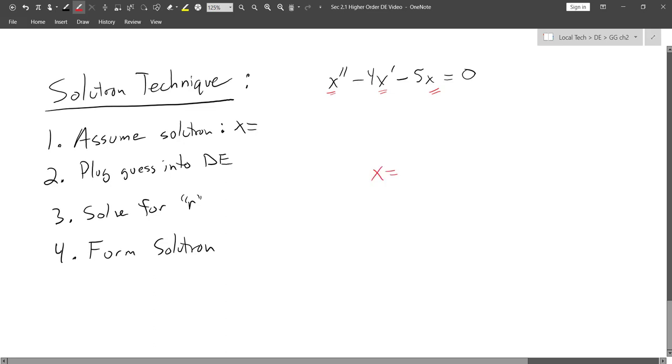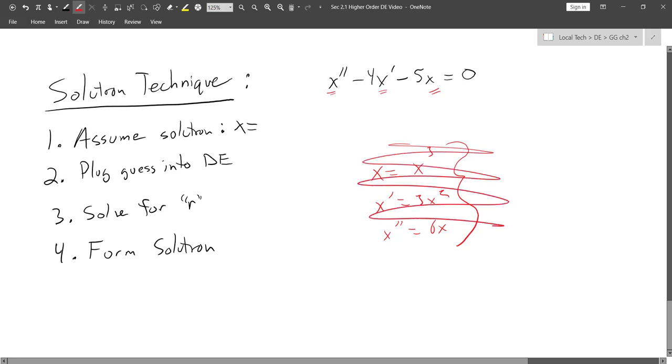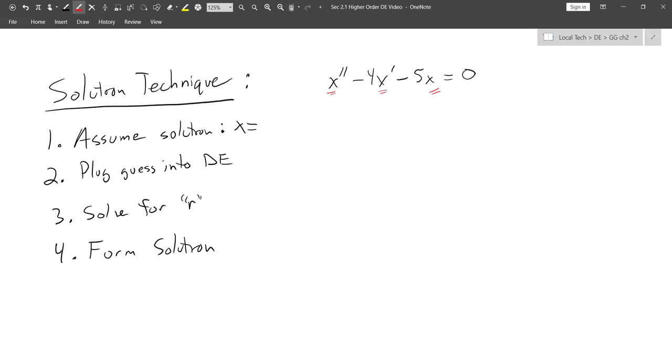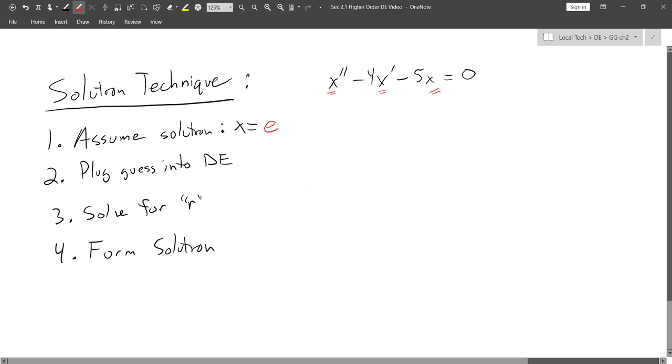But if I guessed my solution was x cubed, well, then the derivative would be 3x squared, and the second derivative would be 6x, but I can't combine these types of functions together and have it simplify. So what I need is a function whose derivatives look like the original function. And that makes me think of an exponential. So I'm going to assume my solution looks like e to the rt, like an exponential with some parameter in it. Now, if I assume my solution has that form, then the derivative would look like r e to the rt, because r is just some constant. And the second derivative would then look like r squared e to the rt.